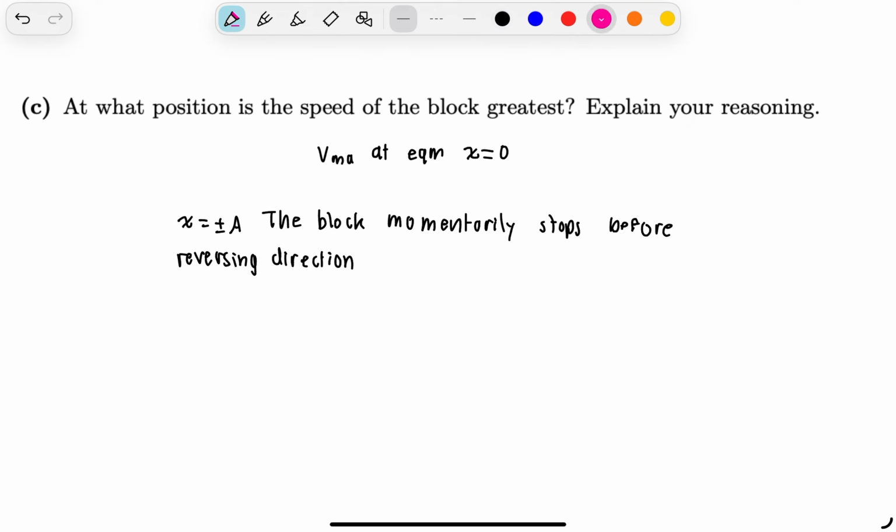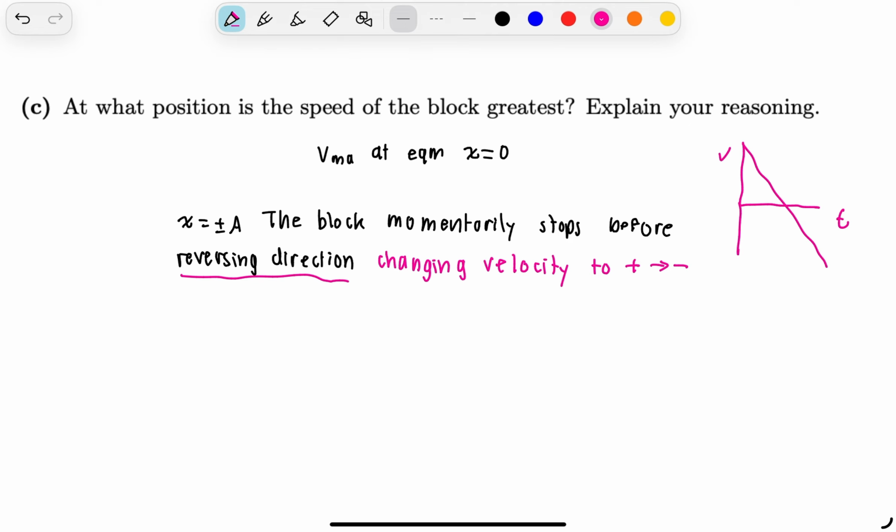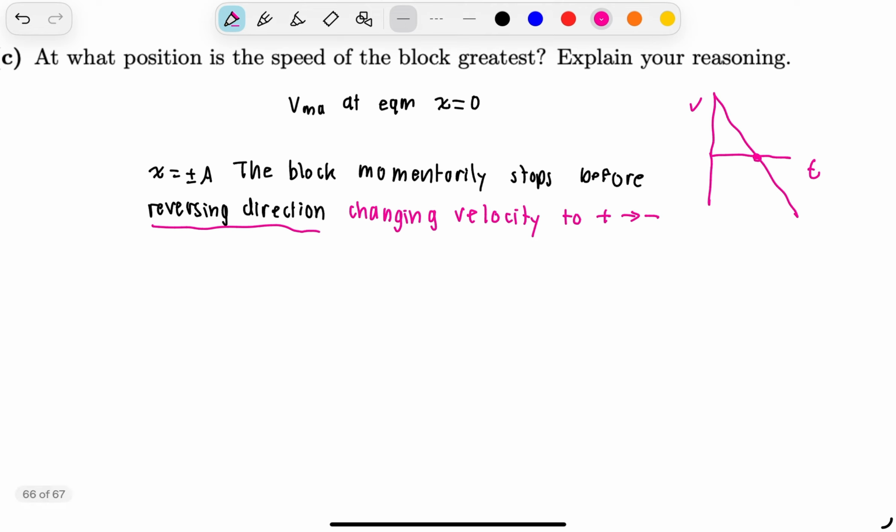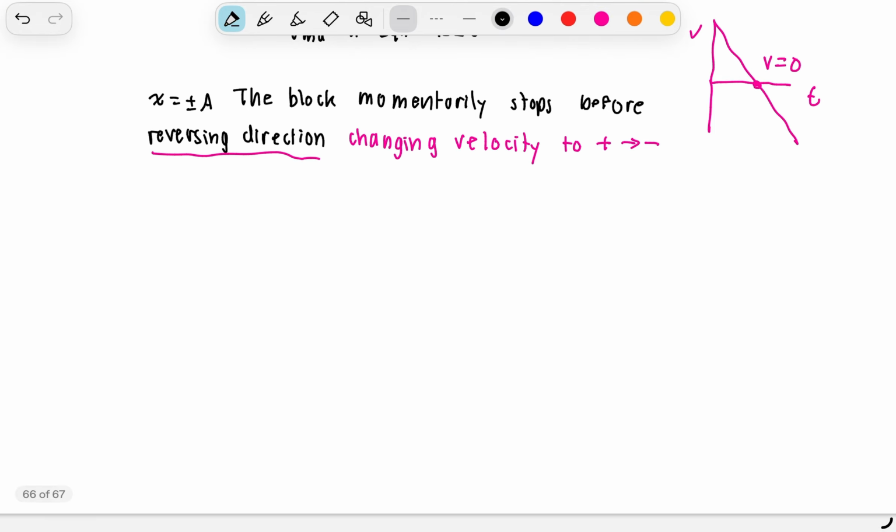And we know that when we reverse direction, we have a changing velocity from positive to negative. So if this is your velocity time graph, you're going to be passing through 0. So you know that you have a state where v is equal to 0. However, when you're at x is equal to 0, the spring is unstretched.